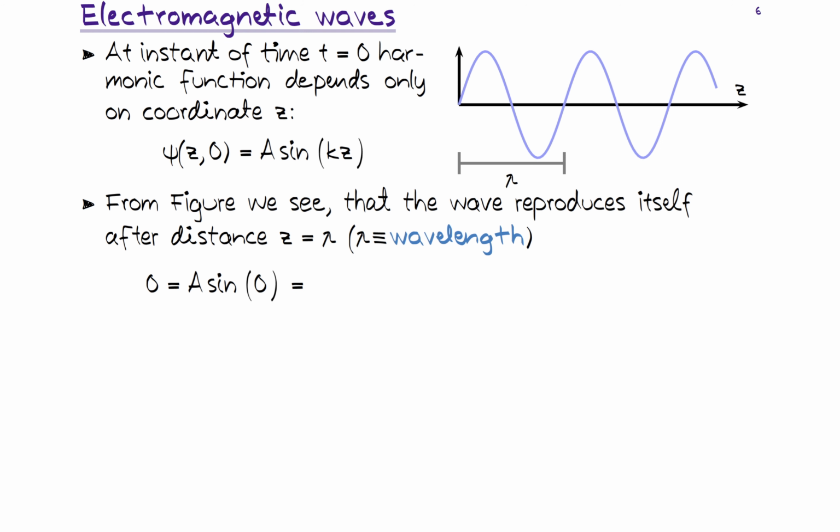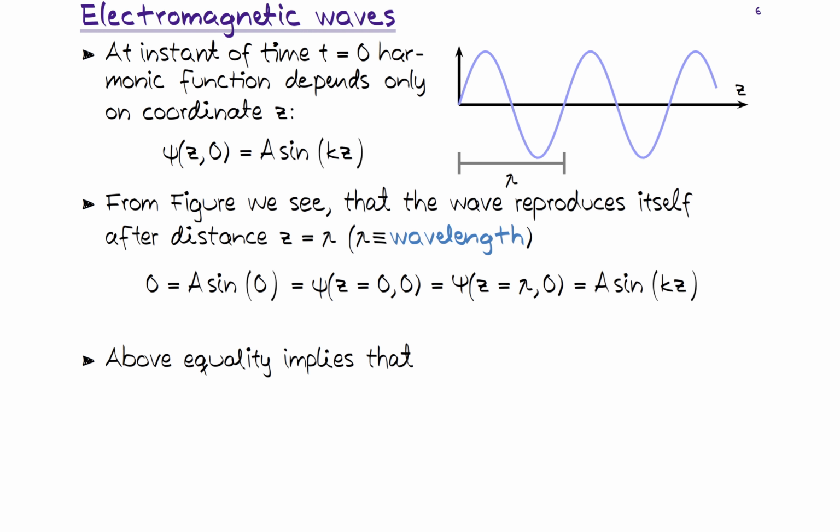And using our notation, we have the psi describing our wave. So at the location of z equals 0, the value of the function is 0. And now we go to one wavelength further forward. We see that now we have a function of the form a times sine of k times z, and this should be 0, as we know from the equality.